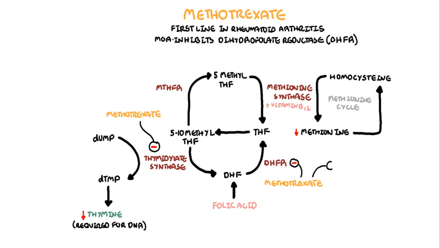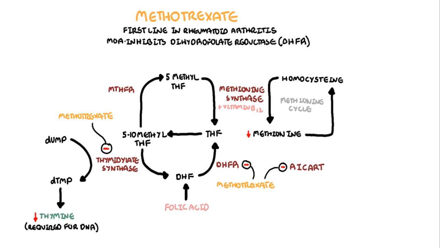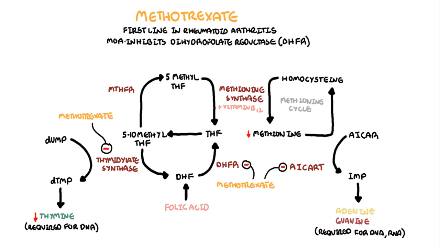Methotrexate also inhibits this long enzyme name by the name of aminoimidazole carboxamide ribonucleotide formyl transferase, also known as AICART. This enzyme is important in the conversion of AICAR to IMP, a precursor to purines, adenine and guanine, which are required for RNA and DNA synthesis. And so by inhibiting AICART, it reduces the purine nucleotides and increases AICAR.